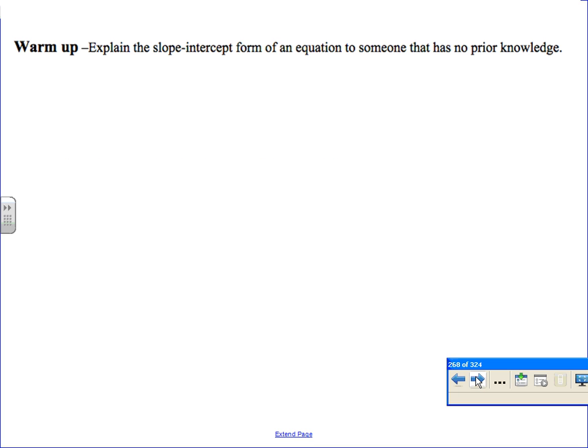Okay, let's start with, we're going to do this warm-up together. So explain the slope-intercept form of an equation to someone that has no prior knowledge. So let's say maybe your parents just don't like math, or maybe you have a sibling that doesn't know all of this yet about pre-algebra. How would you try to explain slope-intercept form to someone who has no clue what it is? Abigail, start with you.